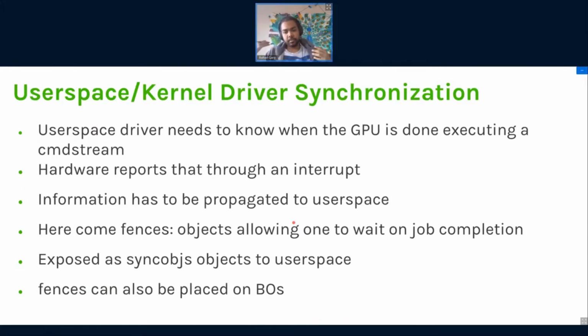So now that you have your memory, and now that you have your job submitted to the GPU, how do you synchronize between the kernel space and the user space? What happens essentially is, on the GPU side of things, an interrupt is fired, and this interrupt gets reported from the kernel space into user space. In order to propagate this information from kernel space to user space, we use sync objects and fences. Fences allow for one job to wait on another, and sync objects allow for user space to be notified when a job has been completed.